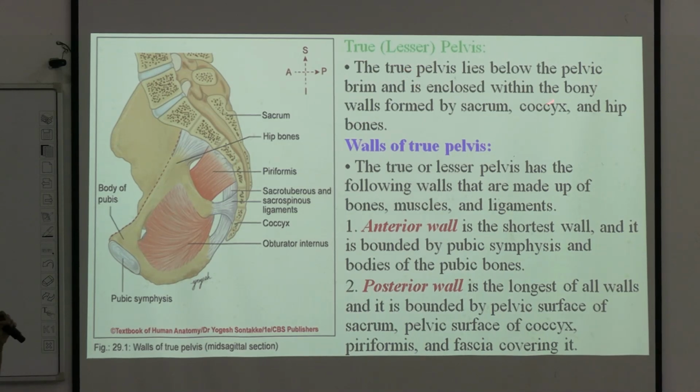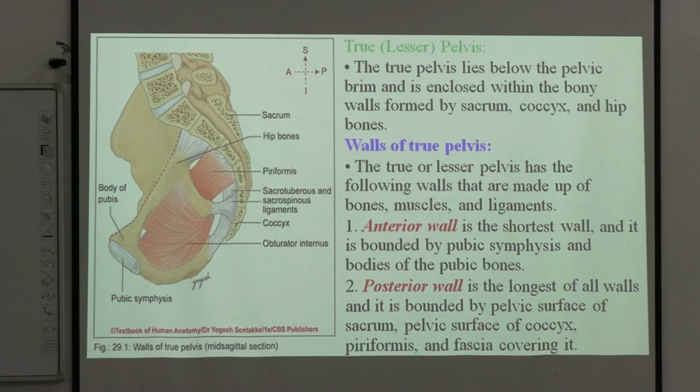So the true pelvis lies below the pelvic brim and it is enclosed within the bony walls formed by the sacrum, coccyx and hip bones. We will discuss the walls of the true pelvis in detail. The true or lesser pelvis has the following walls, made up of bones, muscles and ligaments. First we go to the anterior wall. The anterior wall is the shortest wall and it is bounded by the pubic symphysis and the bodies of the pubic bones. Next we go to the posterior wall.